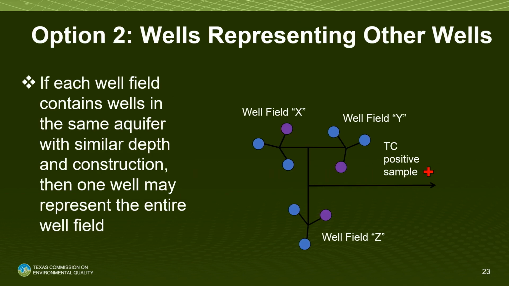So this is another real simple example here. 3 different well fields, 3 wells each, and the purple has been identified as a representative well for each of the well fields. So if you get a positive up here where the red cross is, if you don't have the plan, you're looking at 9 well samples to collect. If you have this set up with a representative well, then it reduces it down to 3. So it can save a lot of time there.